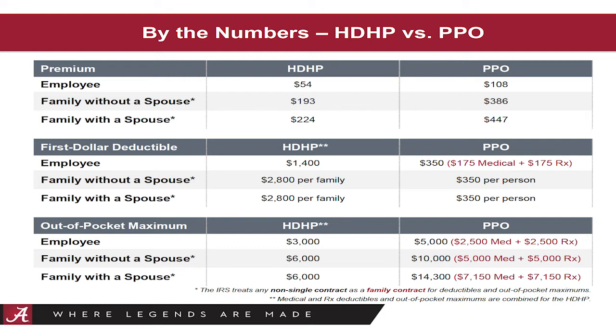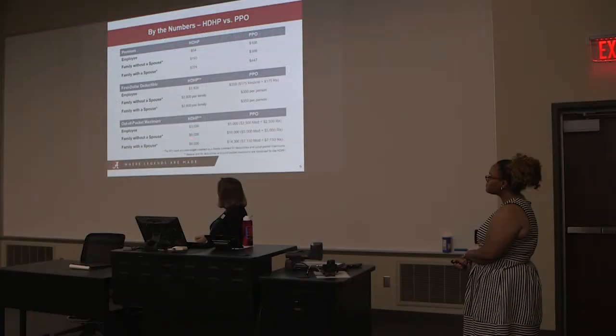And just in case you don't realize, the out-of-pocket is co-pays, deductibles, co-insurance, all of that goes into your out-of-pocket bucket. Once you meet the $3,000 or the $6,000, the plan pays 100% of your claims afterwards.